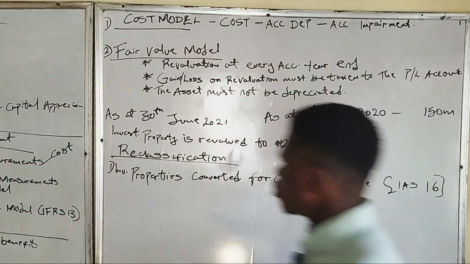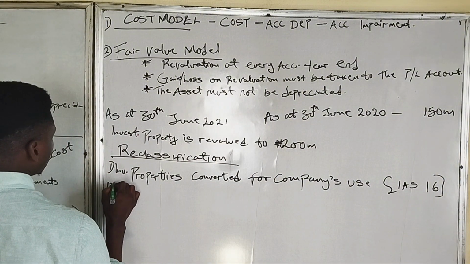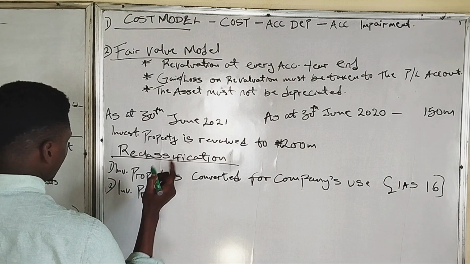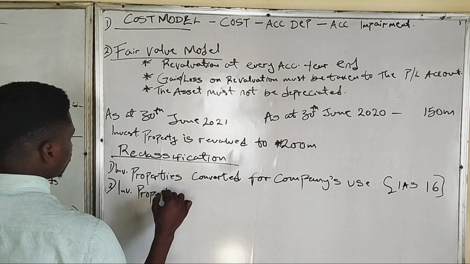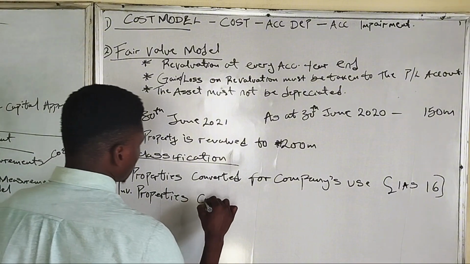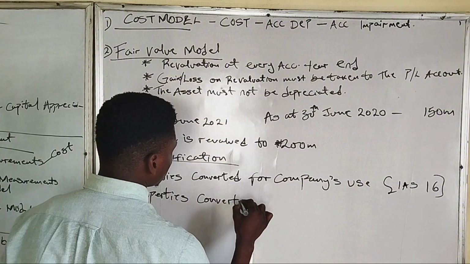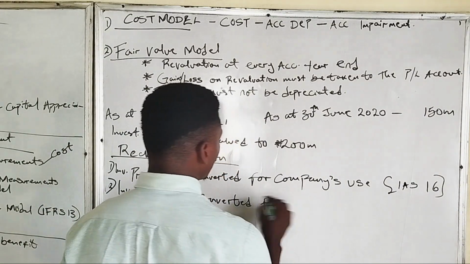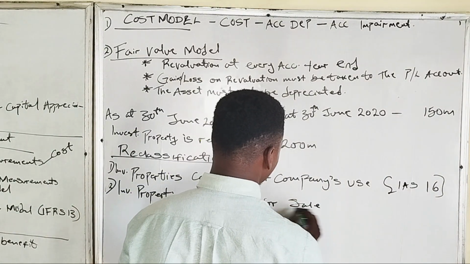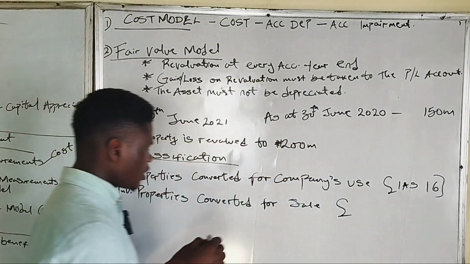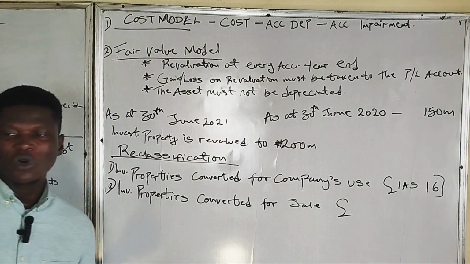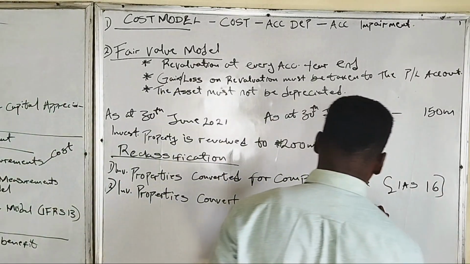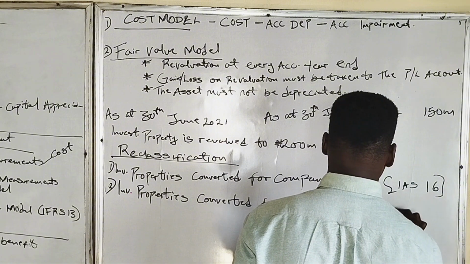That's one. We can also convert investment properties, which is IAS 40, for sale. Meaning that instead of holding it for rental purpose or for capital appreciation, we want to be selling them. So it becomes IAS 2 in this case, which is inventory.